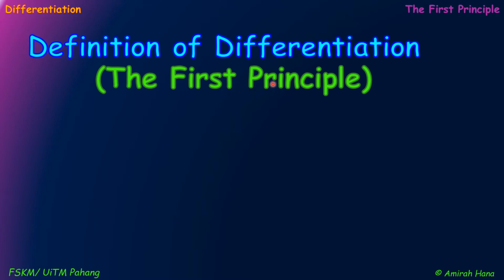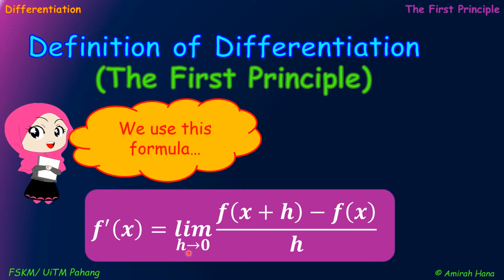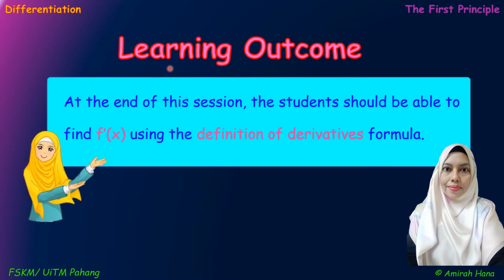In this video, we are going to discuss the definition of differentiation, or the other name, the first principle. We use this formula, limit h approaches 0, f(x plus h) minus f(x) over h, to find f prime x. Learning outcome: at the end of this session, the students should be able to find f prime x using the definition of derivatives formula, or using the first principle.